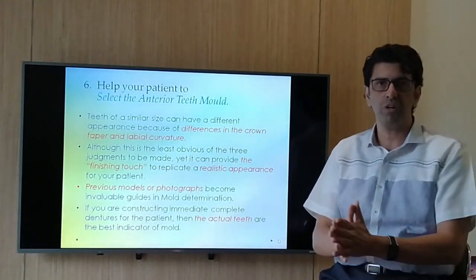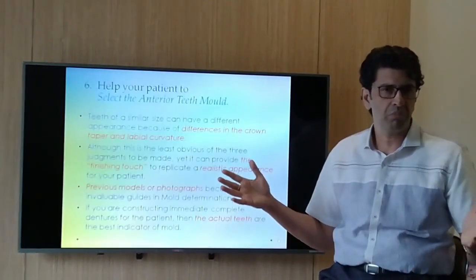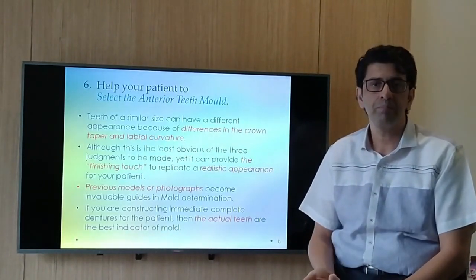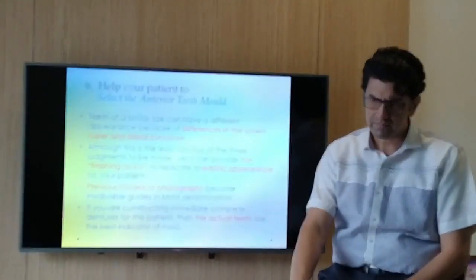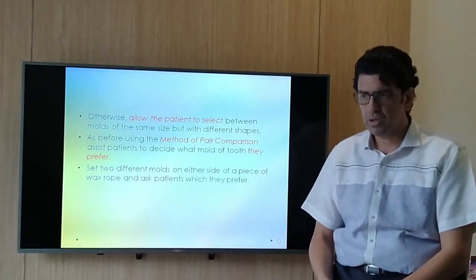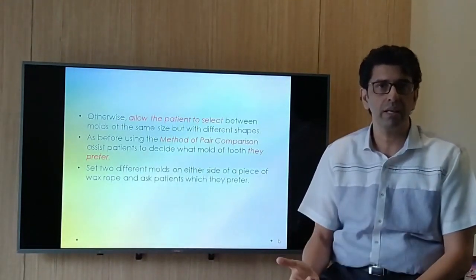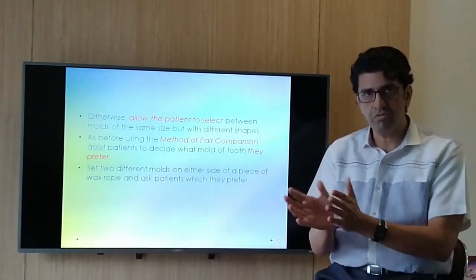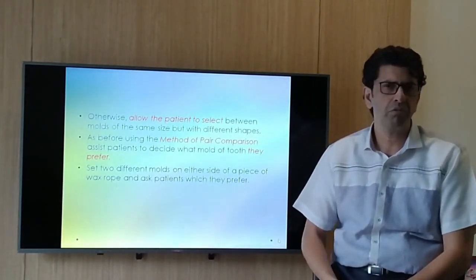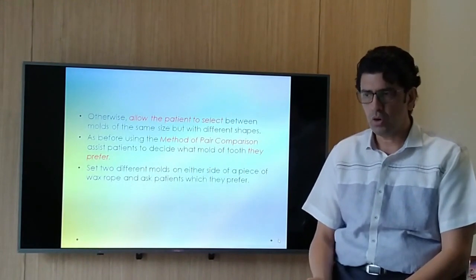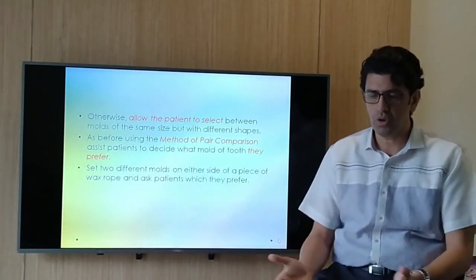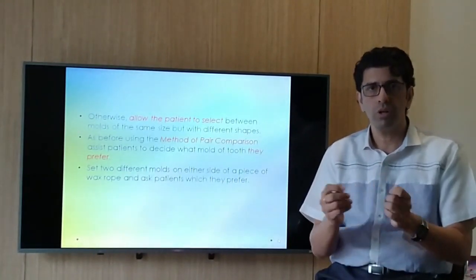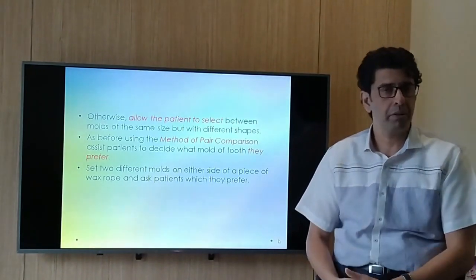So previous models, photographs, and if you're making an immediate denture, you have the tooth. These things are really going to help quickly determine the mold that is needed. But in case you don't have any of this, you can allow the patient to decide between molds of the same size but different shape, right? So you have teeth of the same size but different mold, and you can ask the patient to decide. If the patient is not able to point to one, you're always using the method of comparison, so you can always narrow down to two, and from those two of the same size, you can put them on a rope of wax, put it in the mouth, and have the patient decide on that.